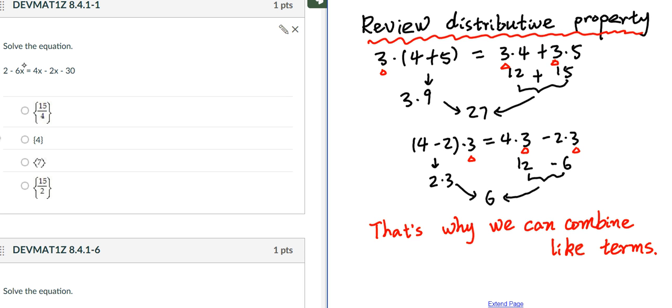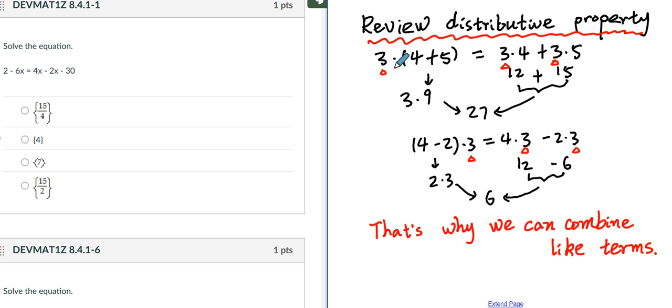Now, let's solve this equation. Before we do that, we want to review the distributive property. We know 3 times (4 plus 5). We need to calculate 4 and 5 first because they are in the brackets, and then we know it's 9. Then 3 times 9 gives us 27.